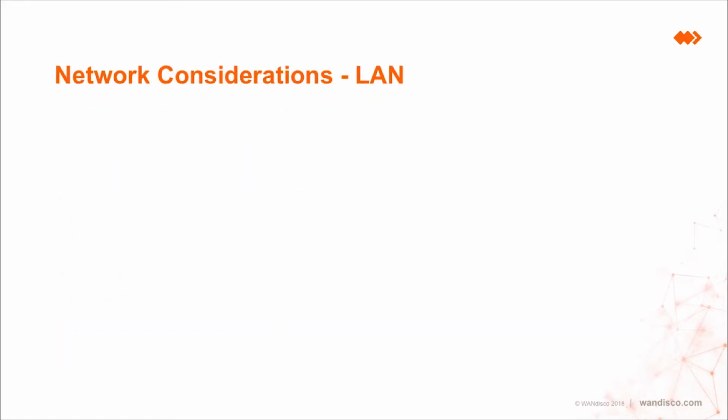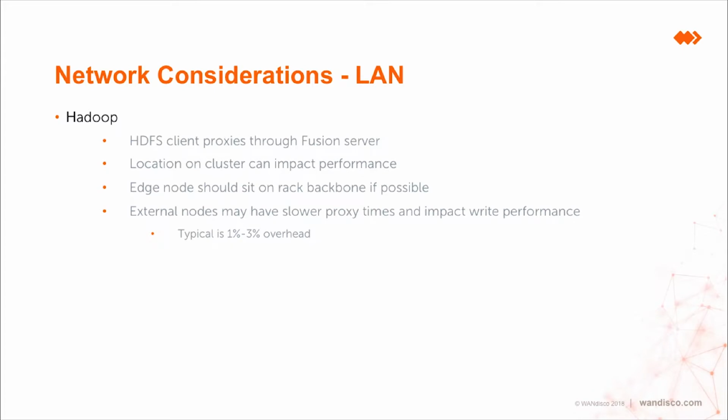Network considerations for the LAN. Remember, Hadoop proxies the HDFS client calls through the Fusion server. The location of Fusion on the cluster can impact the performance significantly. An edge node should sit on a rack backbone if at all possible, and external nodes may have slower proxy times and impact the write performance. This could be a 1 to 3% overhead.